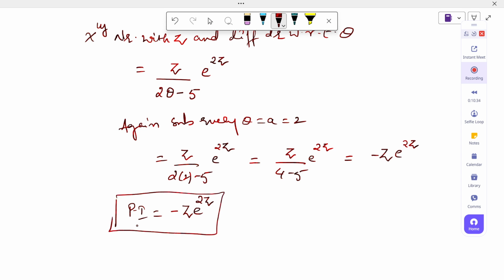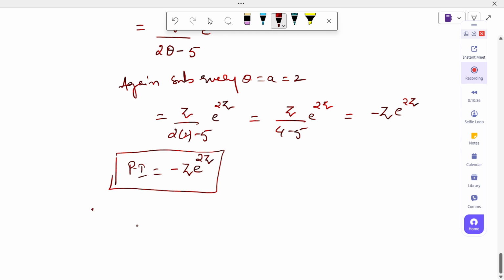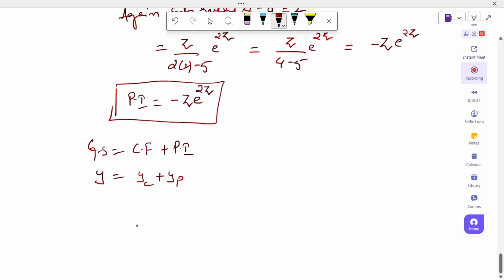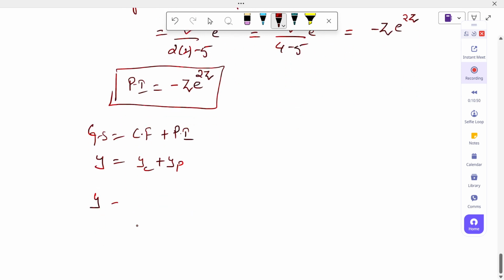Now write the general solution. General solution equals complementary function plus particular integral: y equals y_c plus y_p. So y equals c1 e to the power of 2z plus c2 e to the power of 3z minus z e to the power of 2z. Now what do you have to do?